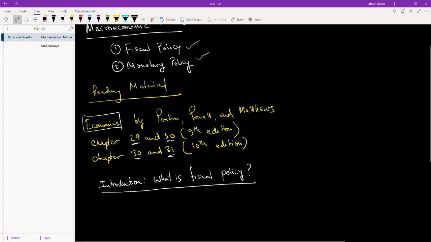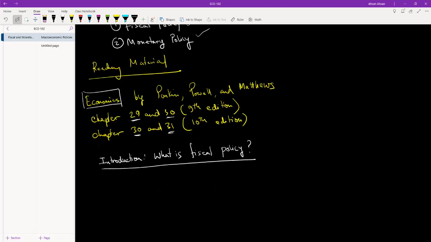So the first question, obviously, is what is fiscal policy? You guys may have heard this term before, either in an economics course, in the news, or read about it in a newspaper or an article. Fiscal policy, monetary policy, these words get thrown around a lot. So basically, what is fiscal policy and why is it an important tool for government?